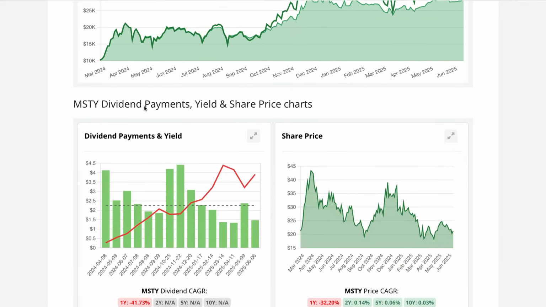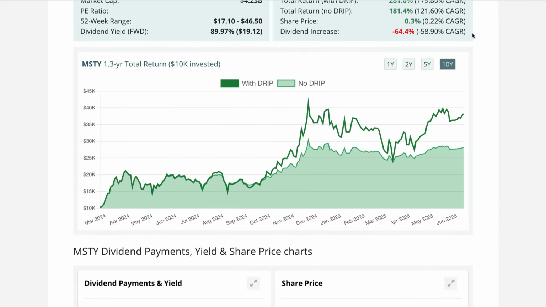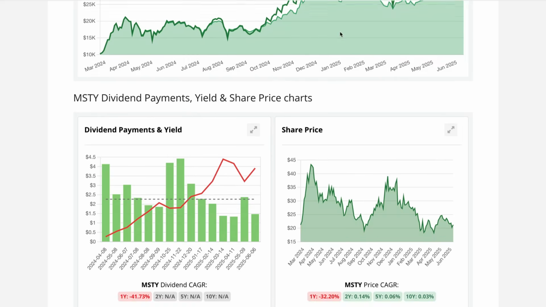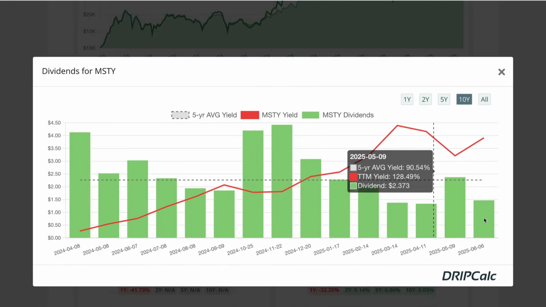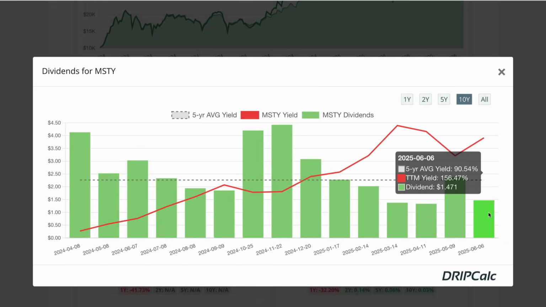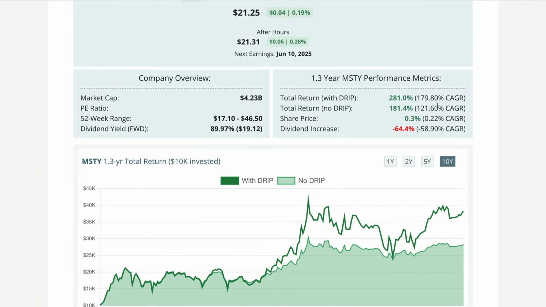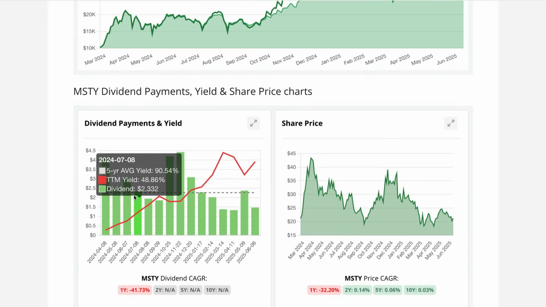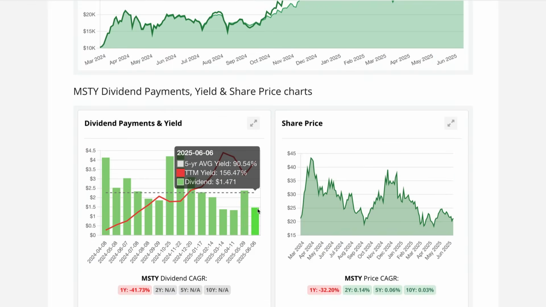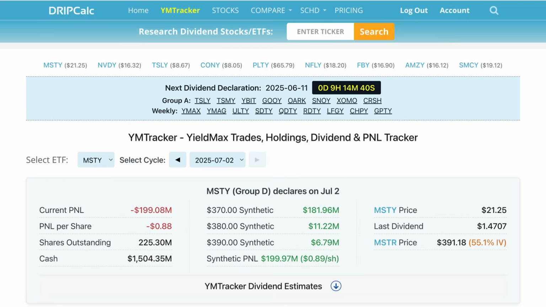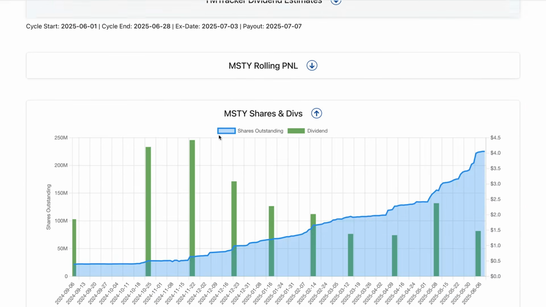So one thing I want to show you. It says over here that dividend CAGR is minus 59%, and while that is kind of true, it basically compares this last dividend, $1.47, to this first dividend over like 14, 15, 16, 17 months, whatever. So this is not exactly true. The dividend is pretty stable.